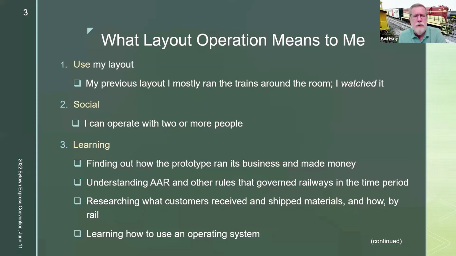As I thought during my time away from the hobby about what my next one might be like, it suddenly dawned on me one day that more than just watching it and building it, I could actually engage with my layout with something that I realized operations could offer me. And with that comes a social aspect.